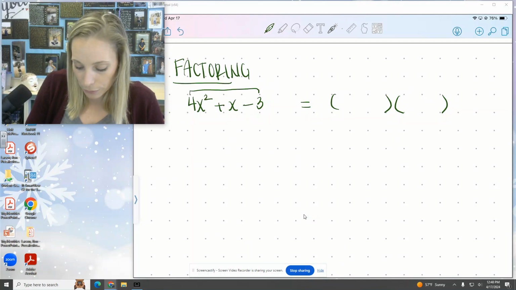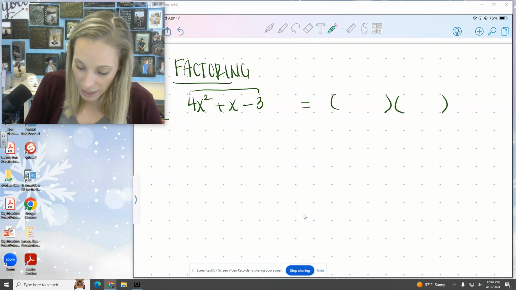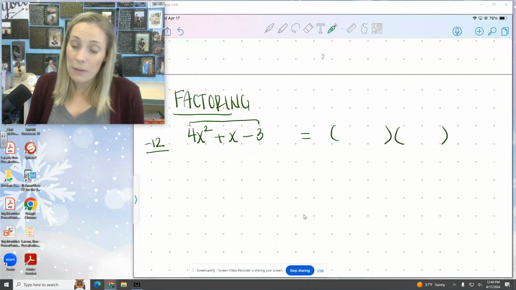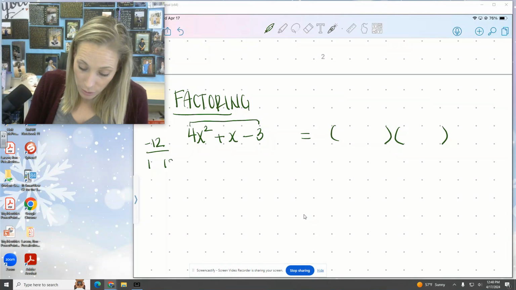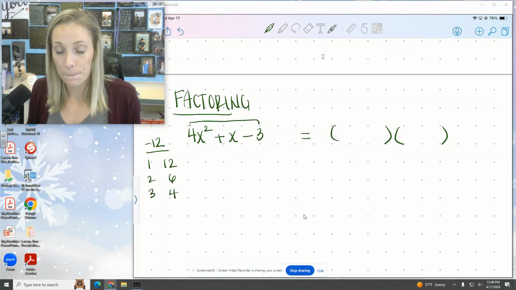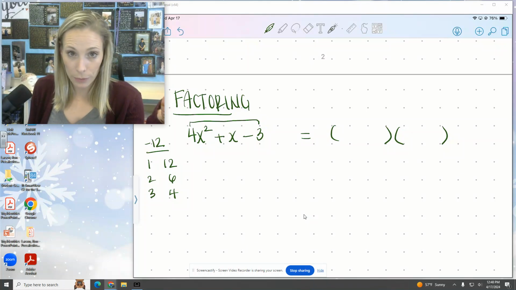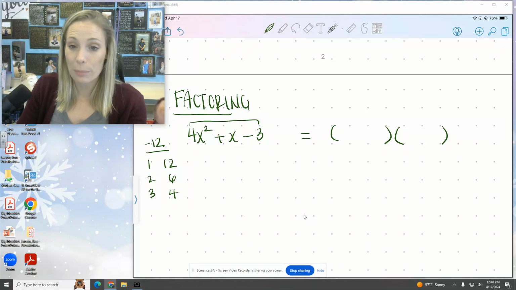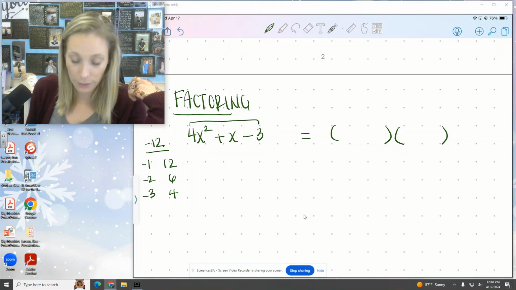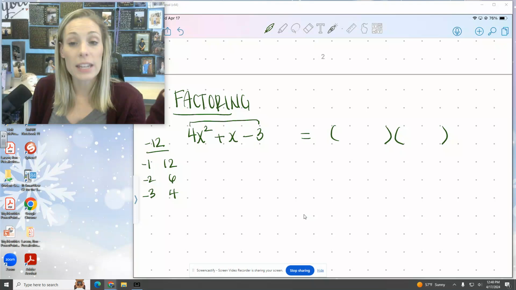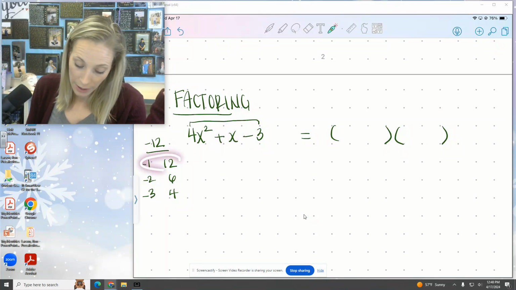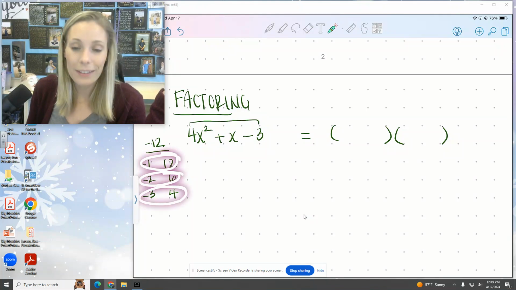I'm going to get negative 12. I need to find the factors of negative 12 that add to positive 1. So my factors of negative 12 are obviously 1 and 12, 2 and 6, 3 and 4, and that's it. Now, because it's negative 12, and because my middle term is positive, the smaller number needs to be negative. So it's going to be negative 1, negative 2, negative 3. Which of these adds up to positive 1? Well, that adds to positive 11. That adds to positive 4. There's our positive 1.